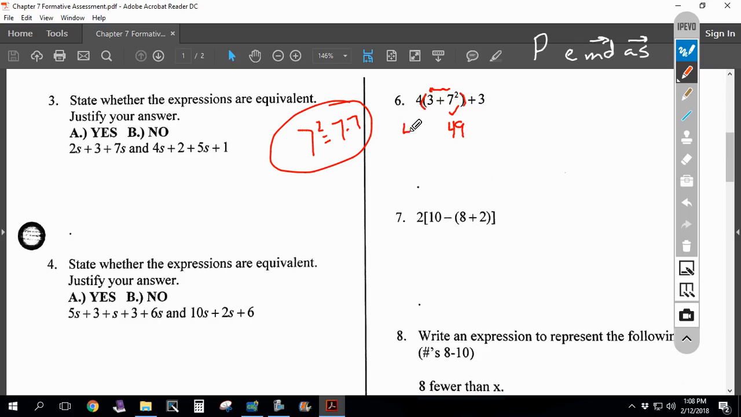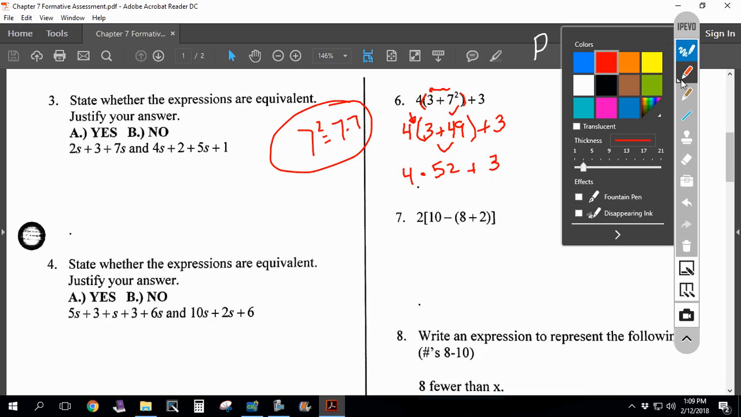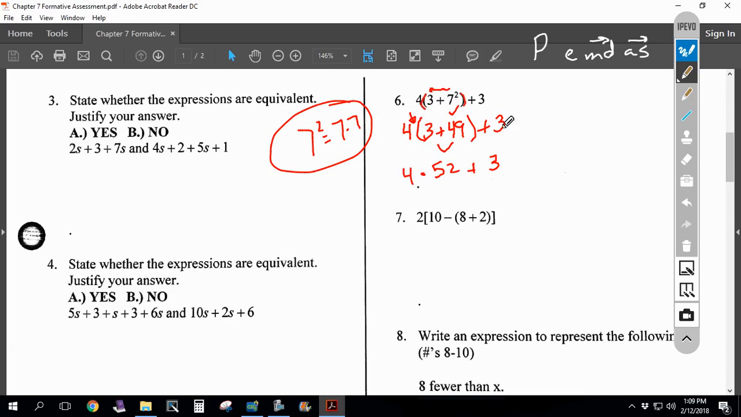Now I'm ready to bring down everything. So 4, parenthesis, 3 plus 49 plus 3. I'm going to finish my parentheses. That's 52. Remember, when a number is touching a parentheses like that, we are going to have to multiply. Plus 3. Okay. Now we're on our PEMDAS.